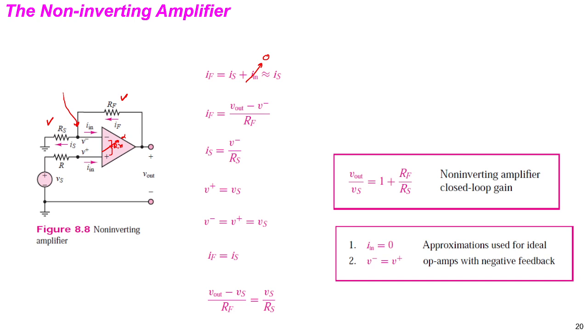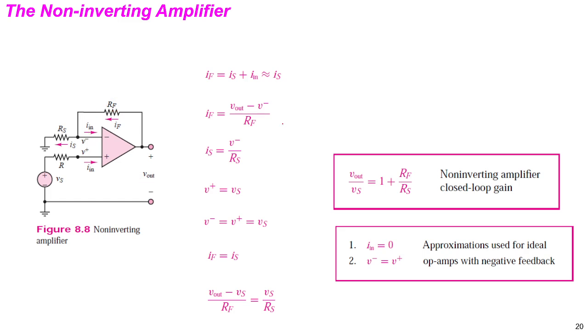You see here, IF would be V out minus V negative, V out minus V negative divided by RF.